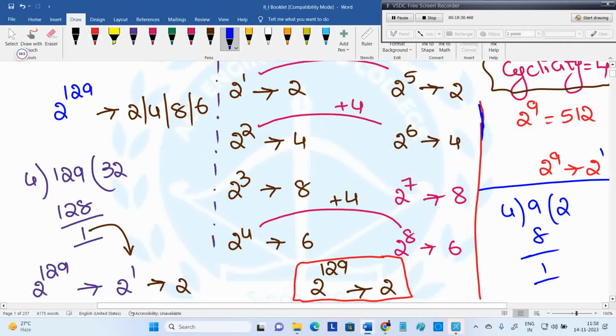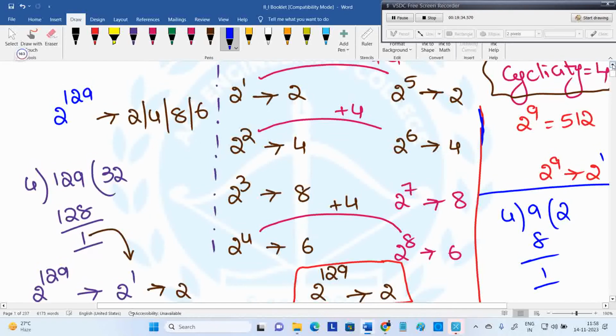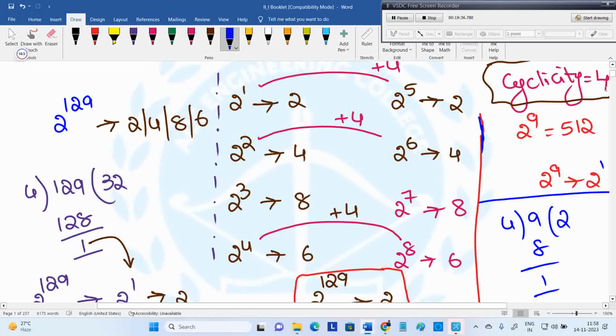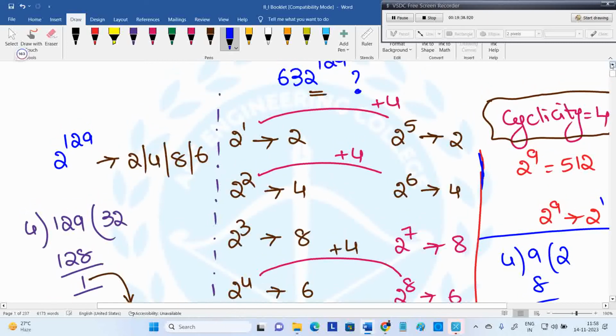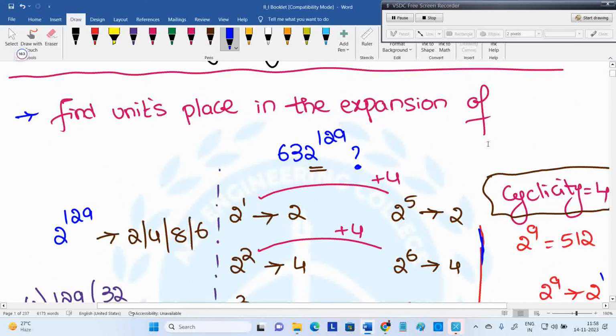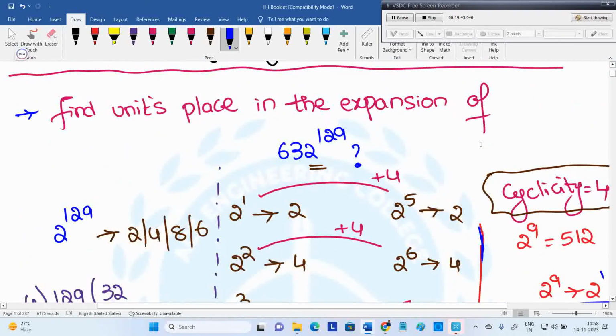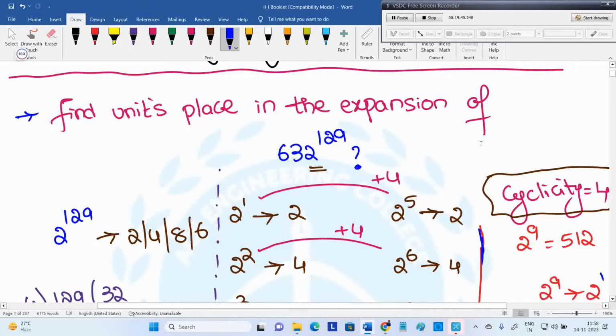Copy up to here. I'll let you know the procedure, what to be done. Copy up to here, please. Cyclicity 4. Okay, note down the question. Find units place in the expansion of 632 power 129. First we have tried 2 power 129. Copy the question and copy the solution, please.